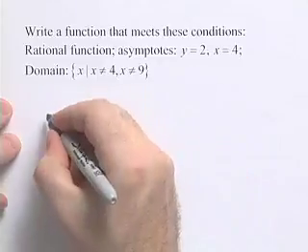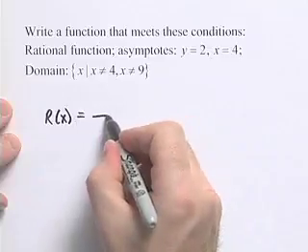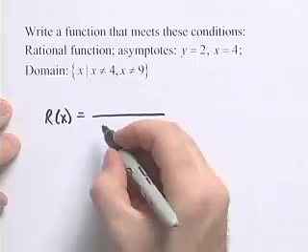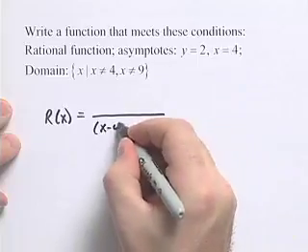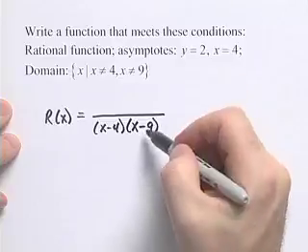So we're going to start off by writing the general form for a rational function. Write our fraction bar. Because the domain excludes 4 and 9, we know we need a factor of x minus 4 in the denominator and a factor of x minus 9. That gets us our two restricted values.